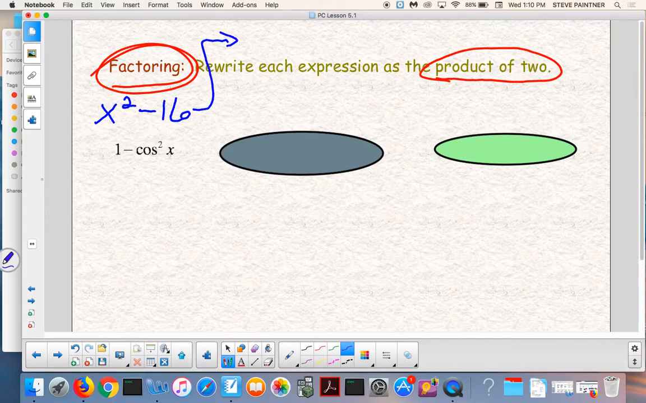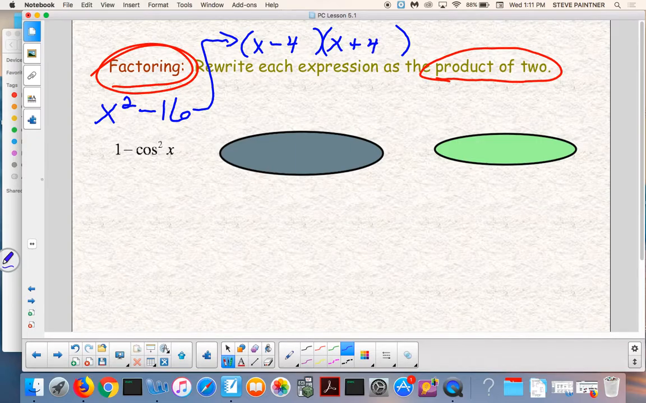Okay, let's go back to algebra 1. How do you factor x squared minus 16? What times what? X minus 4 times x plus 4. Guys, this is the difference of 2 perfect squares. Yeah, x minus 4 times x plus 4.